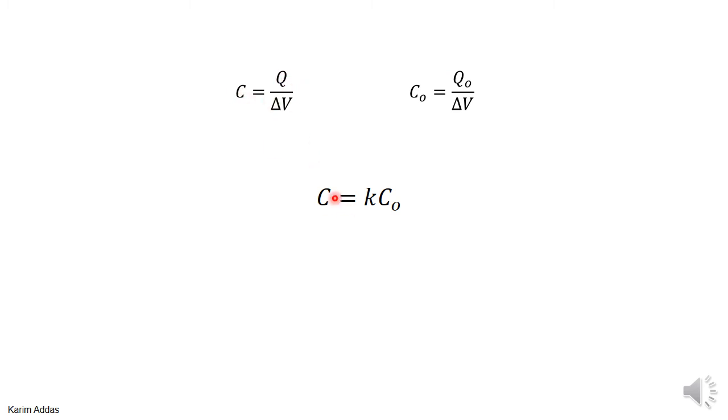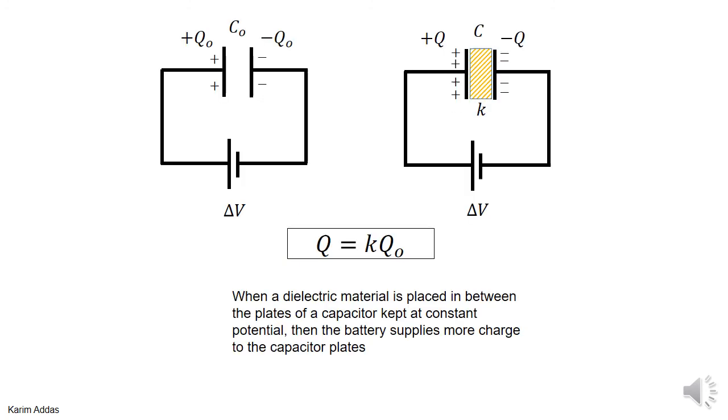So if we substitute C by Q over delta V, and we substitute C naught by Q naught over delta V, we get this relationship. The delta V's are the same, so you get the relationship that the final charge is K times the initial charge. So when you insert a dielectric material at constant potential, the potential difference stays the same by default because the battery always maintains a constant potential difference across its terminals, but the charge on the capacitor plates will increase by a factor of K.